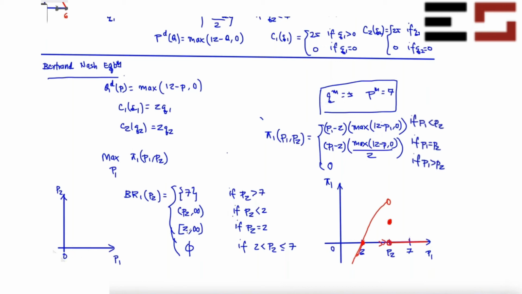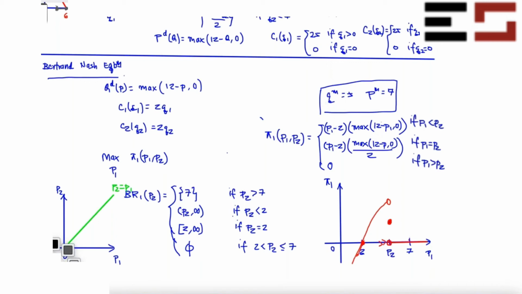So I'm going to draw a 45-degree line because that's going to help. The reason is, this is P2. When P2 is less than 2, it is P2 to infinity. When P2 is 2, again it is P2 to infinity. So if I draw the 45-degree line, that will help. Let me draw the 45-degree line like this. So this is the P2 equal to P1 line.